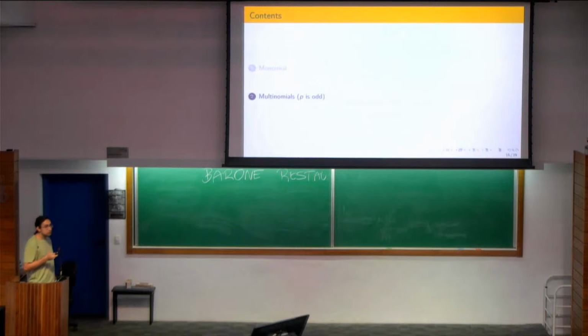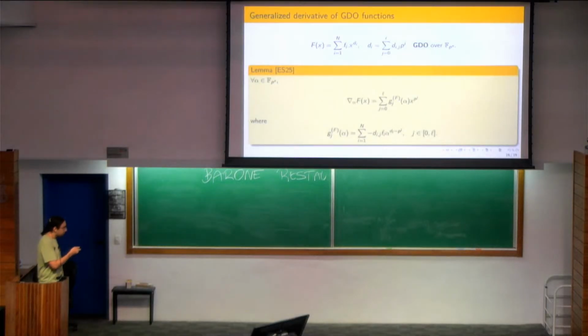Now I am going to present our results on multinomials, but now we are supposing p odd. First, we take any generalized Dembowski-Ostrom function f, and any direction, and we can obtain the form of its generalized derivative. It's just like that, and it's a linearized polynomial, and the coefficients here are just of this form.